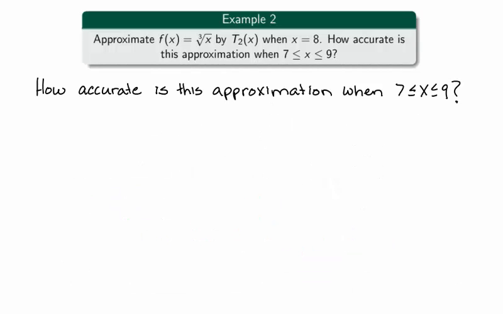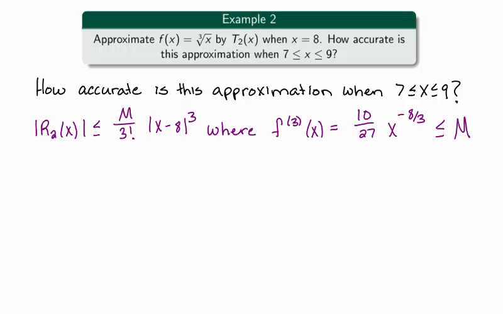So now, how accurate is this approximation when 7 is less than or equal to x is less than or equal to 9? By Taylor's inequality, we have that the absolute value of R2(x) is less than or equal to M divided by 3 factorial times the absolute value of (x minus 8) to the third, where the third derivative, which equals 10/27 times x to the negative 8/3, is less than or equal to M. All that remains is to determine a suitable M.